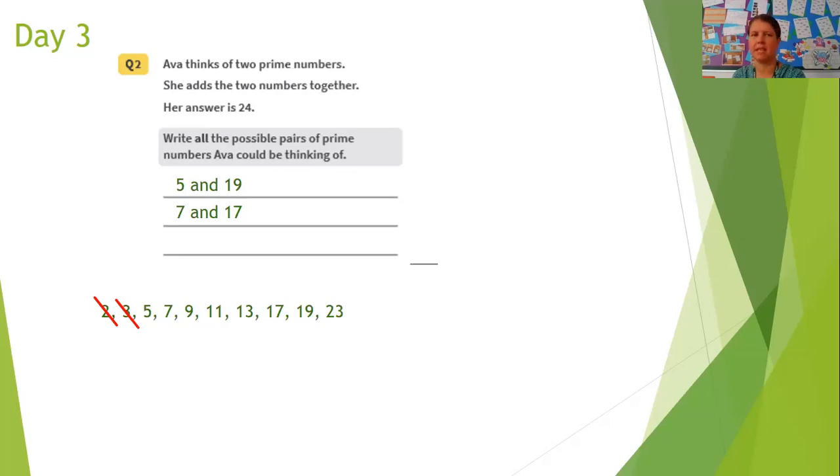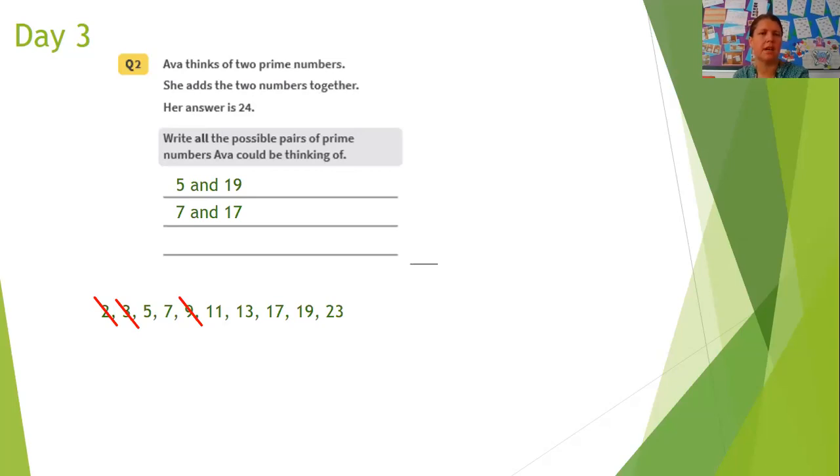I add 15. Now 15 is not a prime number, it's not in that list. Another reason 15 is not a prime number is because it's a multiple of 5, and I know that by the fact that it ends in a 5. So that 9 is no use to me.